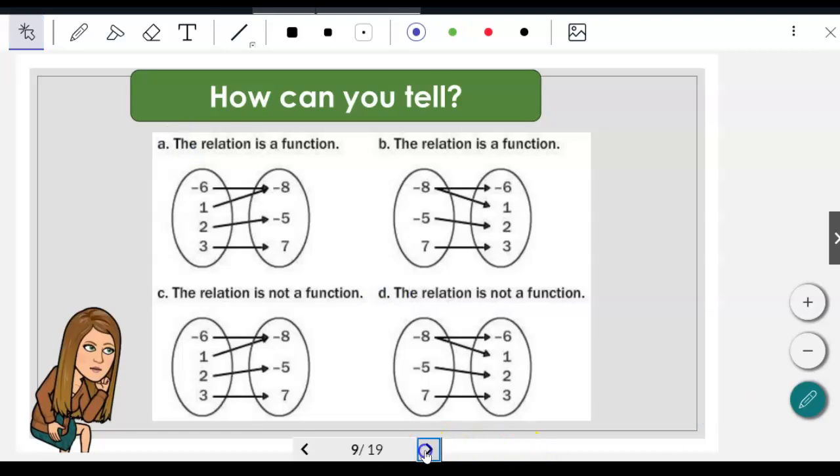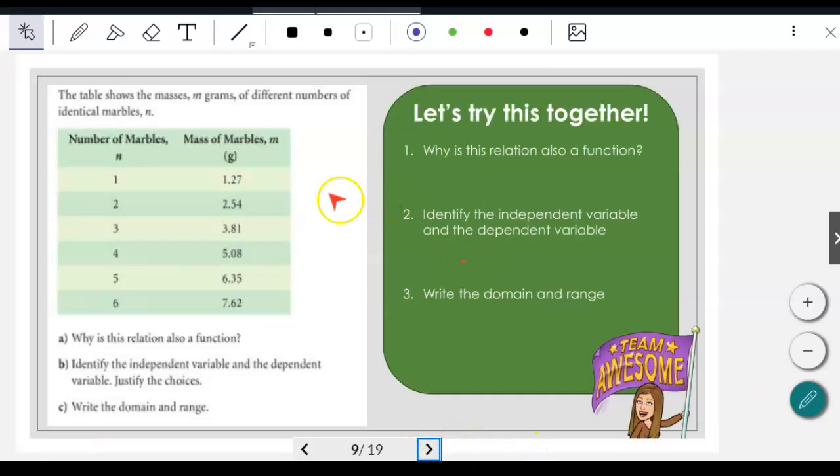Okay, let's go ahead and try one that's not a multiple choice question. It says the table shows the masses m grams of different numbers of identical marbles. So there's the data listed. The number of marbles would be x. Mass of marbles would be y. Okay, so it's just giving you the data. Why is the relation also a function? We're going to just write the answer here.